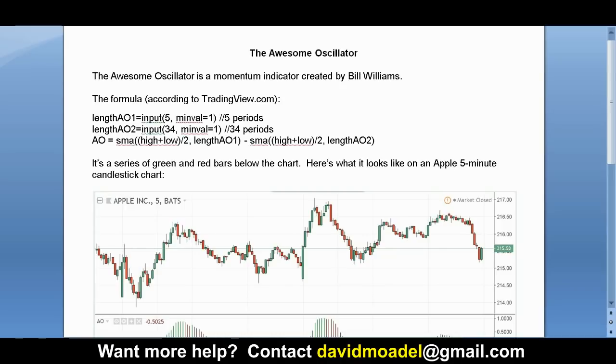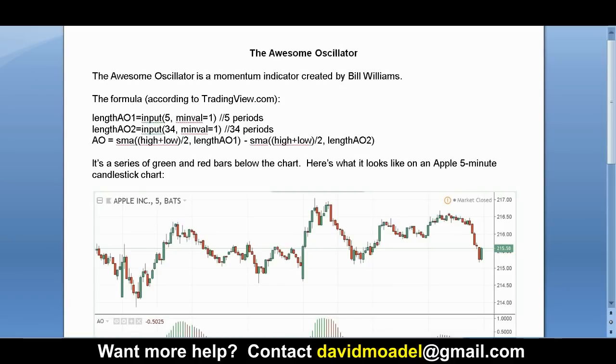All right, so this one is called the Awesome Oscillator. It looks pretty awesome. The Awesome Oscillator is a momentum indicator created by Bill Williams. I noticed it's not much of an oversold, overbought indicator like Bollinger Bands might be, or RSI, or stochastics. This one is mostly, from what I've seen, used as a momentum indicator, although you can use it however you like.